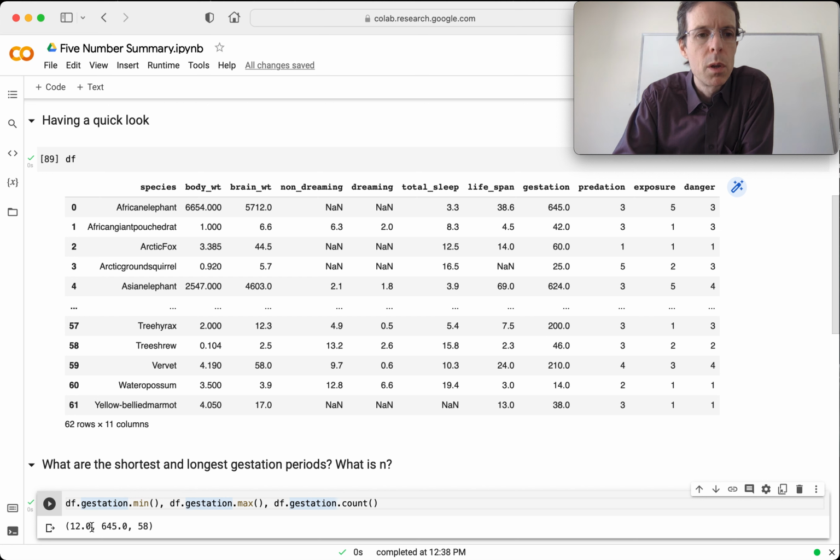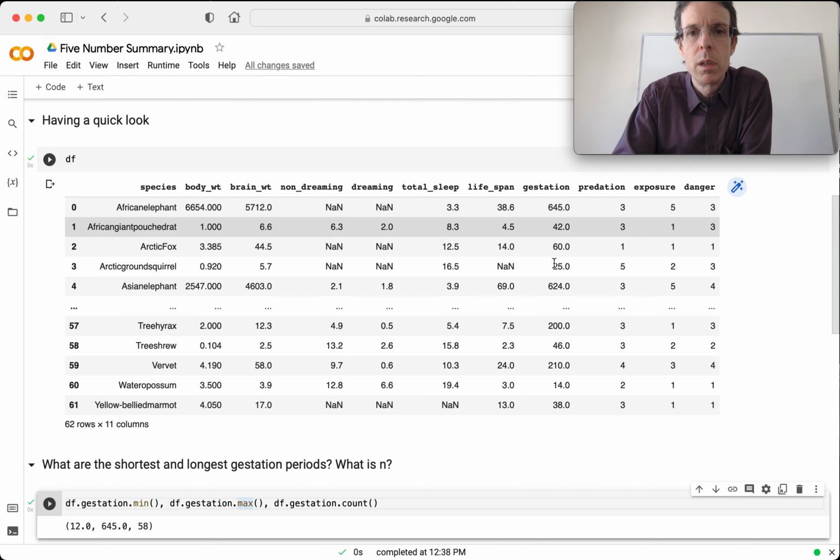The min gestation period is 12 days, which I find amazingly short. It turns out that that gestation period is from the North American possum, which has an especially short gestation period because it's a marsupial. This indicates there are 58 data points in this list. Apparently we are missing data for 4 of these guys.